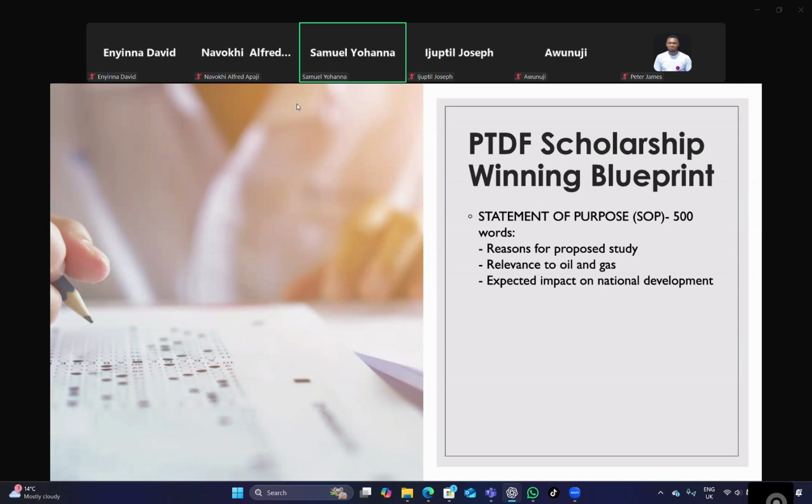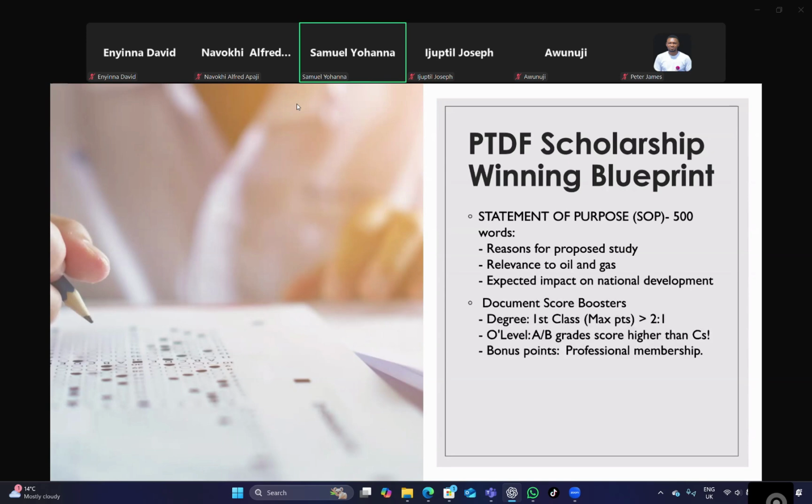And you have to craft a genuine reason why you want to study, and then relevance to oil and gas. That means what you are going to study has to be relevant. You have to give them reasons why what you want to study is relevant to oil and gas. Most people think it's just engineering, but I know some people who studied economics, but they got the PTDF scholarship. You just find a way to prove to them that this my study in one way or the other can help the oil and gas industry. And also, what is the expected impact of your study on national development? So you have to tie what you're going to study to the development that the study is going to bring, especially to Nigeria. These three key areas, make sure that in these 500 words, you have covered them thoroughly.